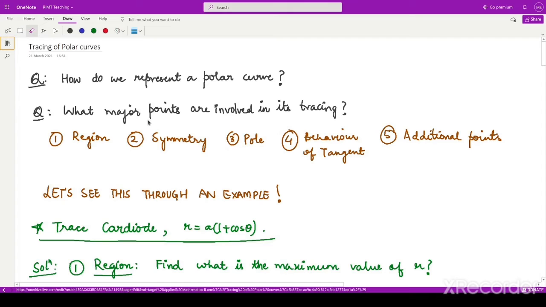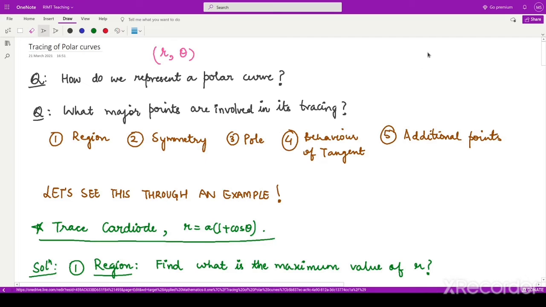In this class we shall see how we can trace polar curves. First and foremost, you should know what a polar curve is. So what is a polar curve? A polar curve is represented in two coordinates, r and theta. These two are the coordinates in which we can represent our given curve.